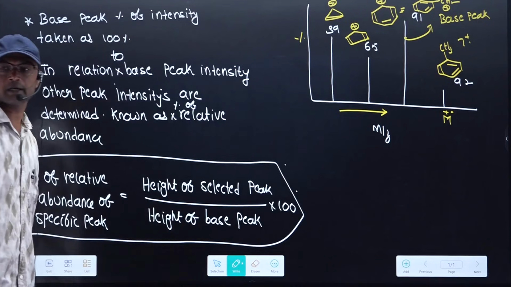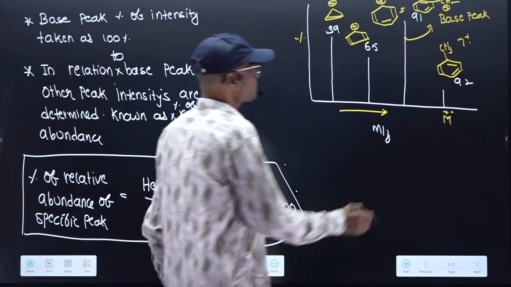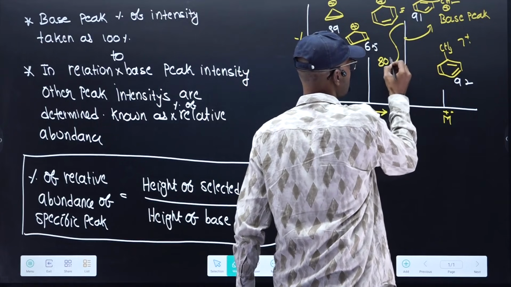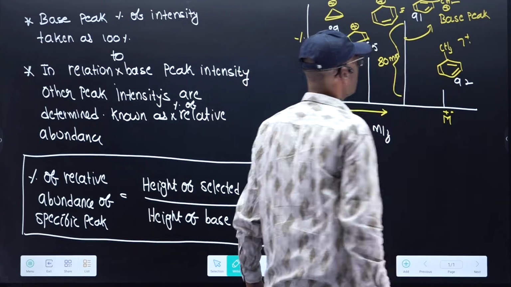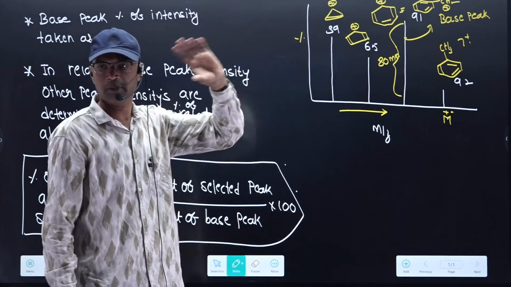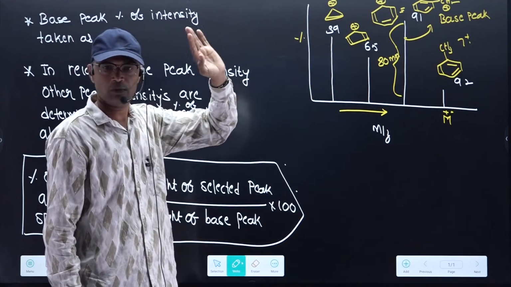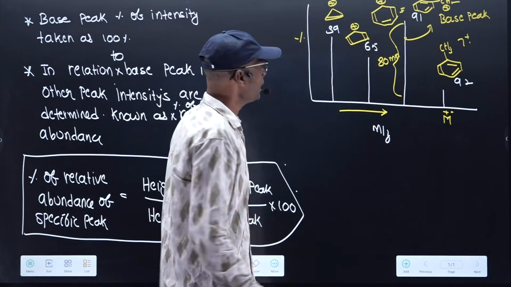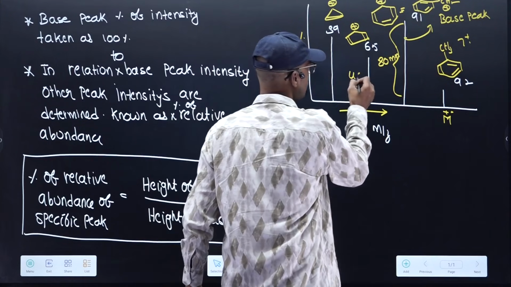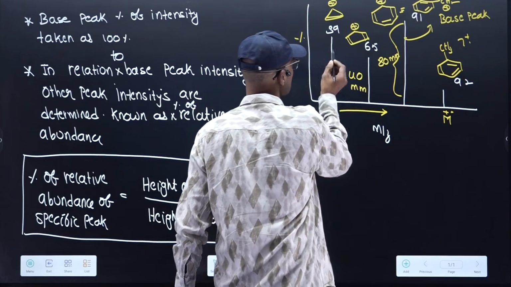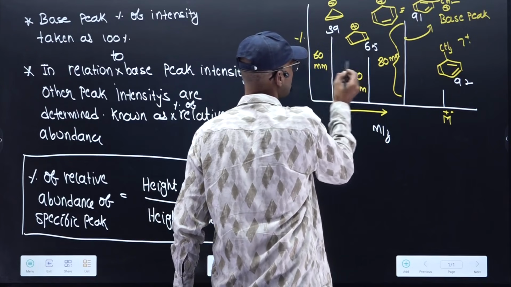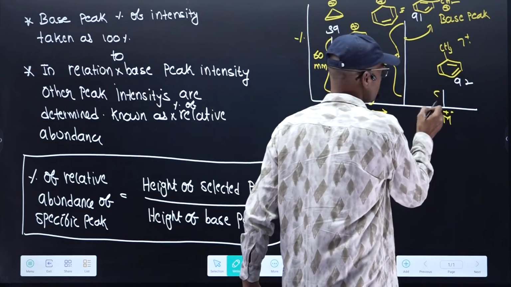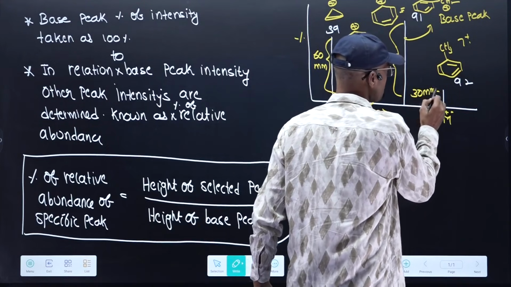I want to calculate the heights. Which is the base peak here? 91. Suppose this is 80 millimeters. Just measure the millimeters, or you can take centimeters also; anything you can take. The height of this will be 80 millimeters, and the height of this one is 40 millimeters, and this is 60 millimeters I am taking. And here this is 30 millimeters I am taking.